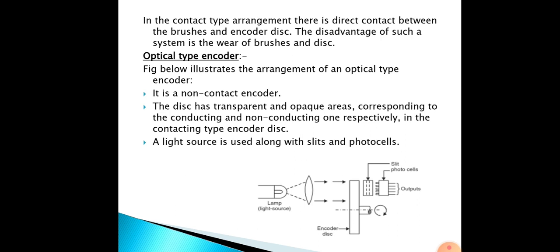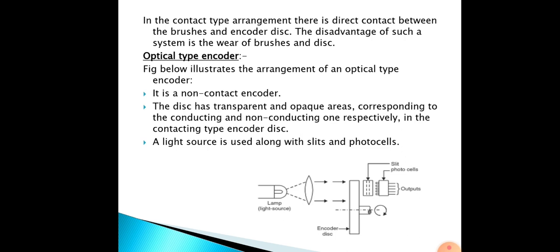So here the photocell corresponding to the particular track would produce an electrical output if the transparent portion is in front of the slit and light source, giving the on state, one, while no electrical output from a cell would correspond to off, that is 0.